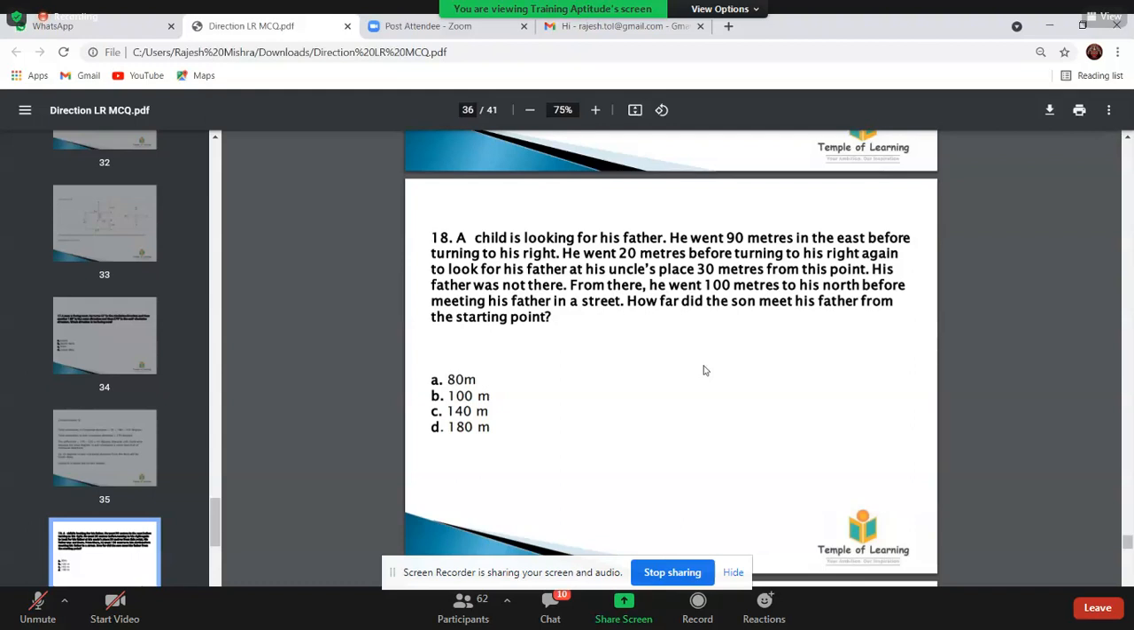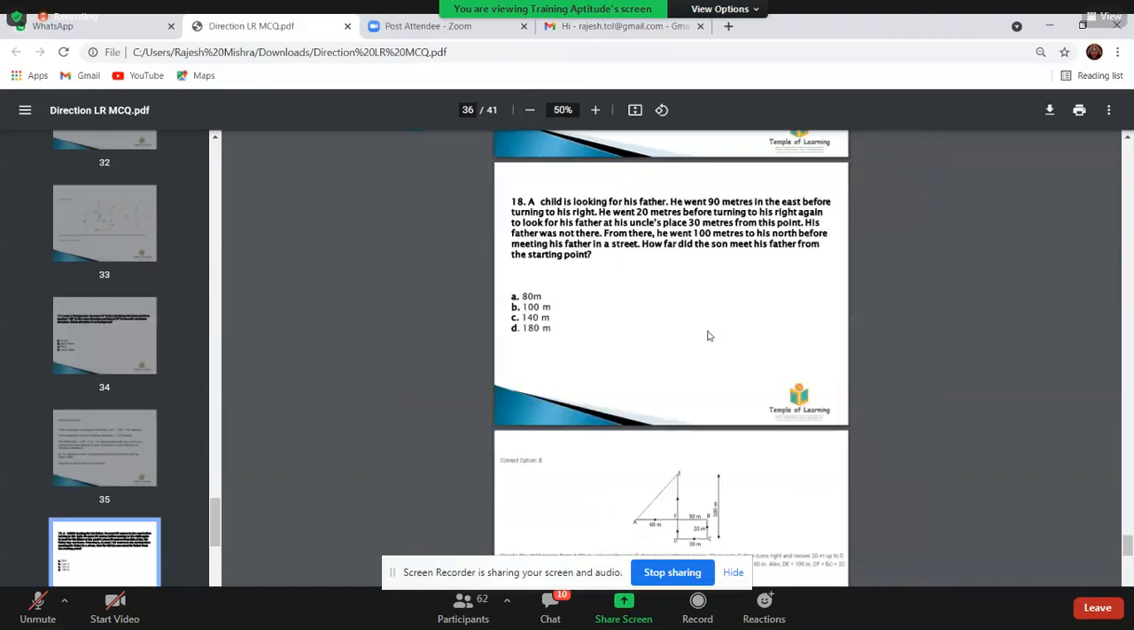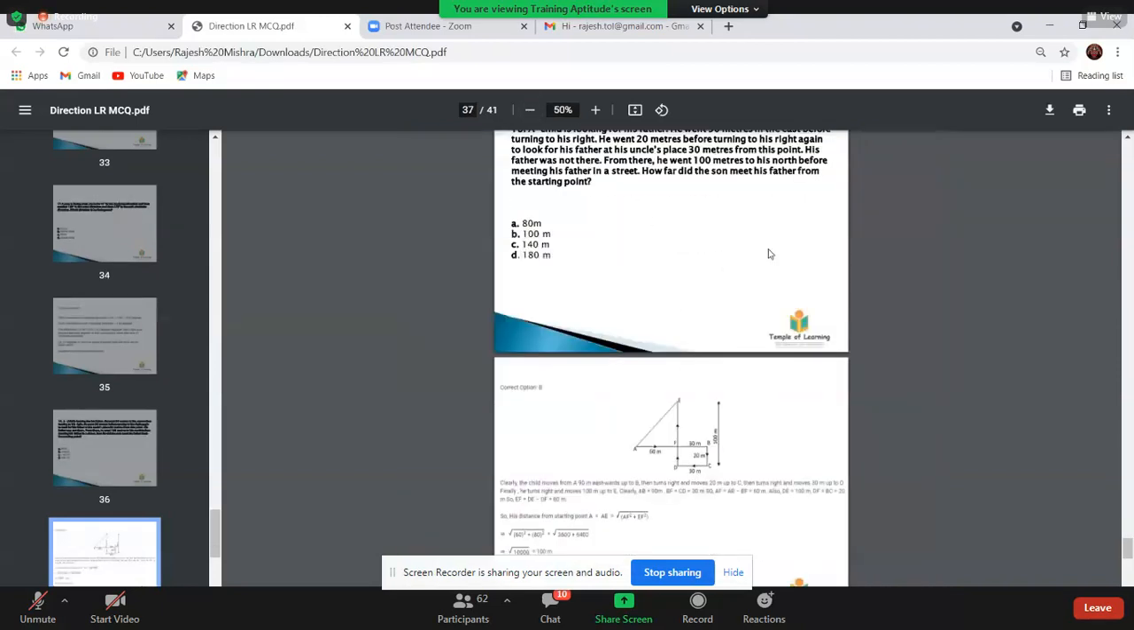Sir, B, 100 meters. How far did the son meet his father? All right, great, amazing. I'll increase the size of this a bit. 100 meters. Yes, because this is 60 and F to A is 80, and we need to find A to E.